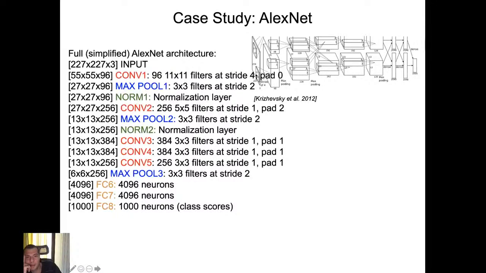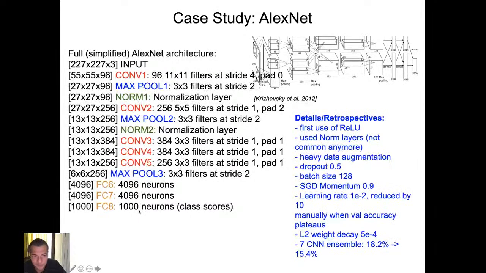So for the first layer they use padding 0, but now they add padding 2, and then they go down to 3 by 3 filters, and they have another pooling, a normalization layer, convolution, another max pooling, and fully connected layers with 4000 units. And finally, the classification scores for the 1000 object classes in ImageNet. So this is the first application of rectified linear units in a neural network.